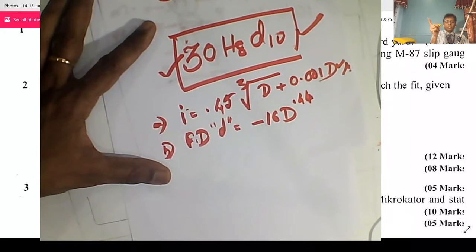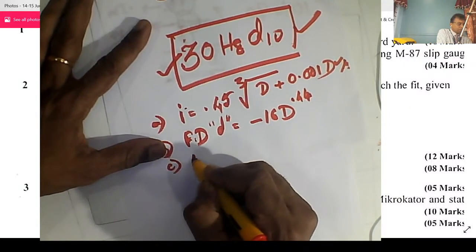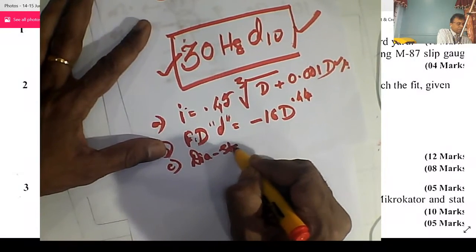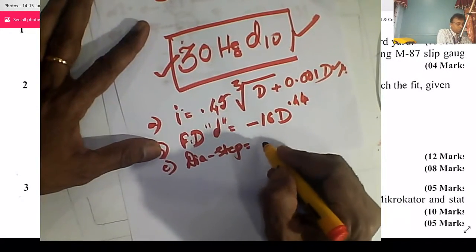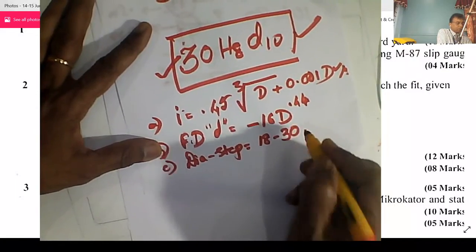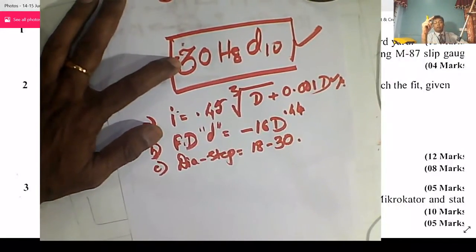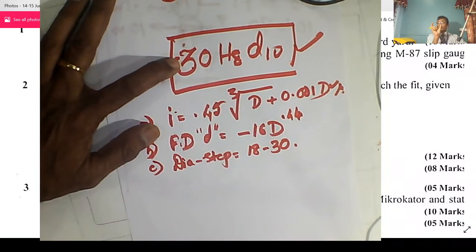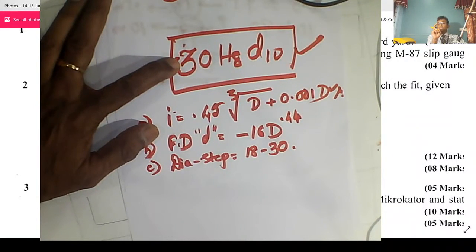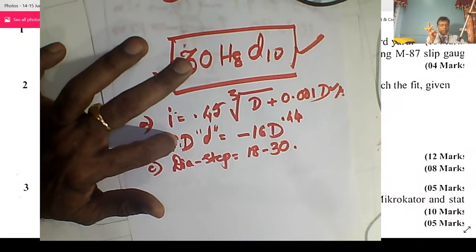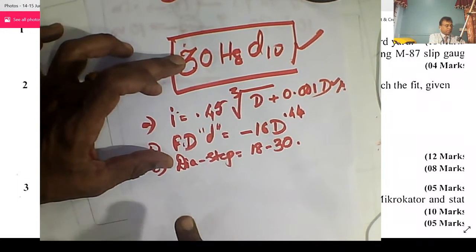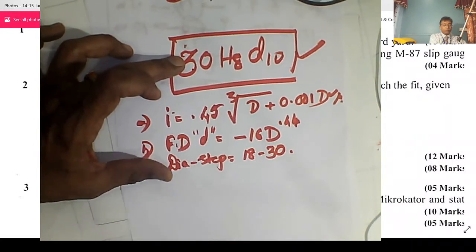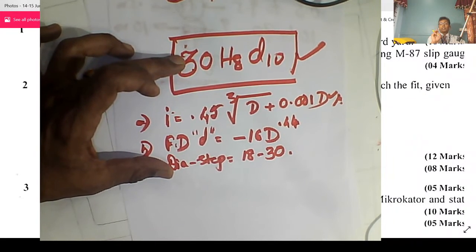Next, 30 mm. He has also given the diametral step. It may or may not be given, but in this case it is given as 18 to 30. Observe one fact here. When the value is 30 mm, you need to consider the previous diametral step. If it is 30 to 50, you consider 30 to 50 as the diametral step. Not the next step, 50 to 80. Never ever use 50 to 80. Now clearly it is 18 to 30. The examiner himself has given you the diametral step, so no confusion. But even if it is not given, you need to remember this 18 to 30.